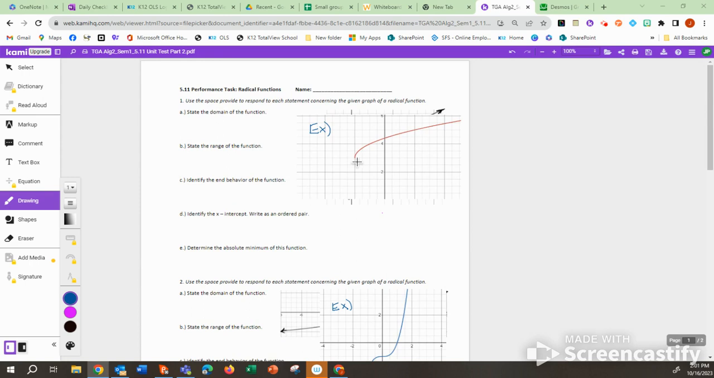Again, this is not the exact problem. I have pasted it over the original, but I will go through and do the directions. So it says use the space provided to respond to each statement concerning the given graph of the radical function. All right, A says domain.